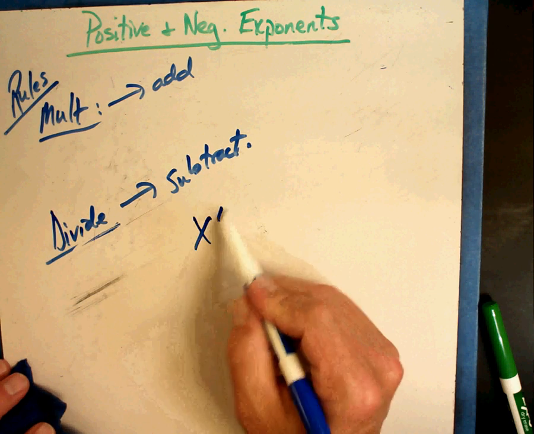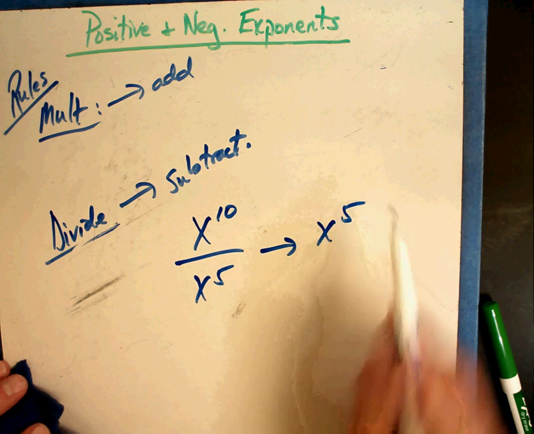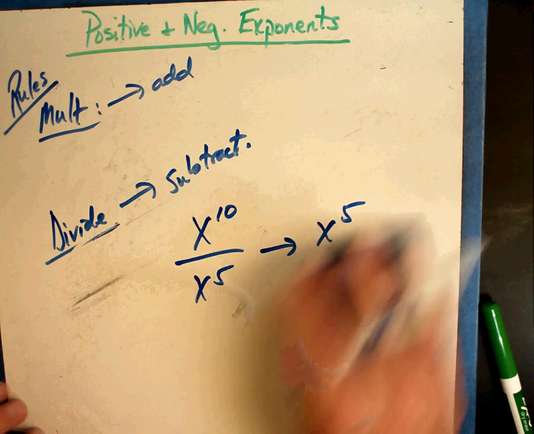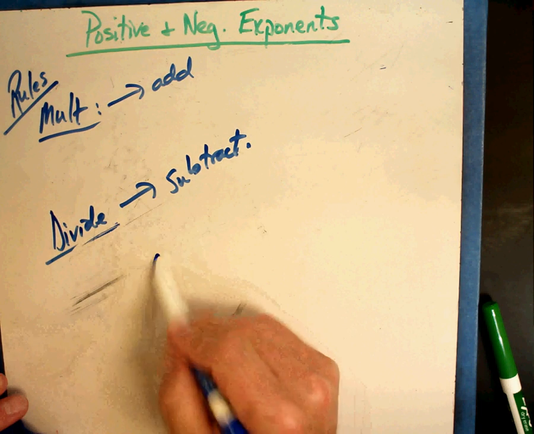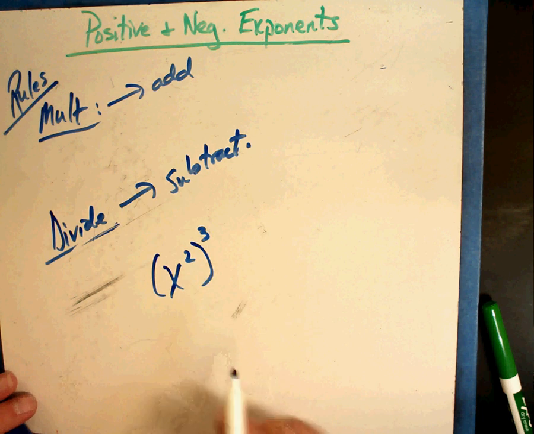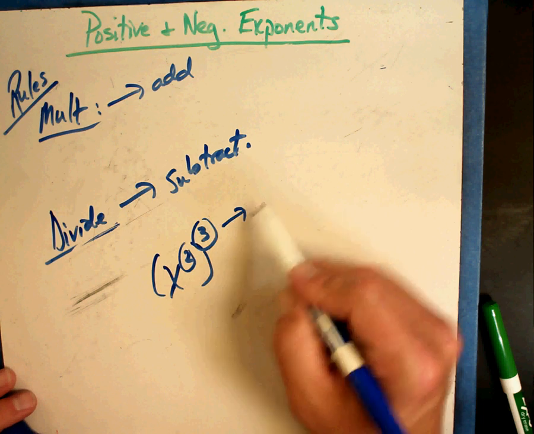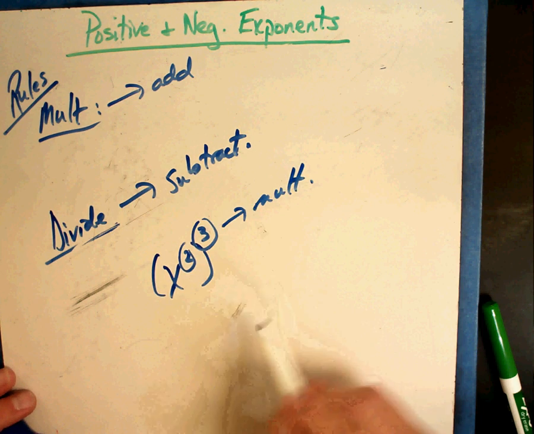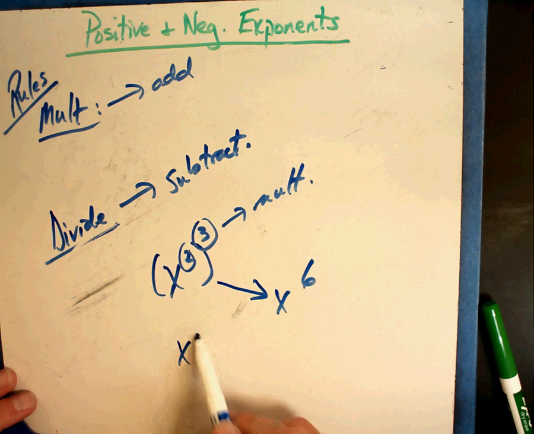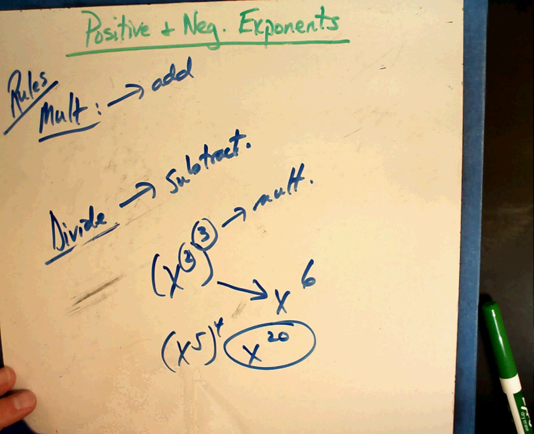But you don't have time to do that, so it's simple subtraction. So what if you have x to the 10th divided by x to the 5th, you have x to the 5th power. So when you're multiplying, you add the exponents. When you're dividing, you subtract. What happens if you have something with parentheses? x to the 2nd raised to the 3rd power. In this case, power raised to a power, you're going to multiply this time. So this becomes x to the 6th power. There's the answer. So I have x to the 5th to the 4th power. That's x to the 20th power is my answer.